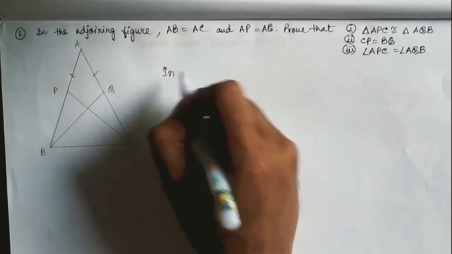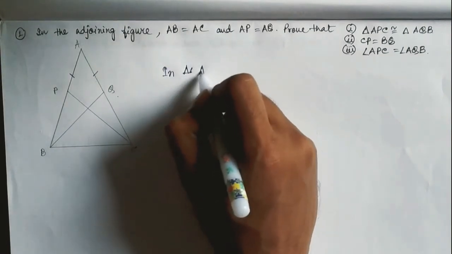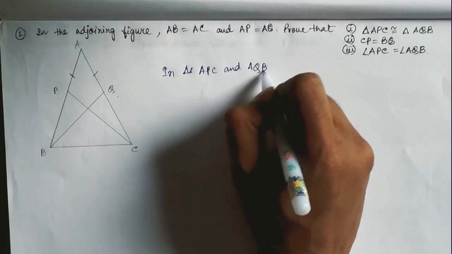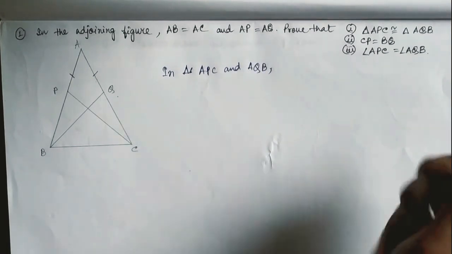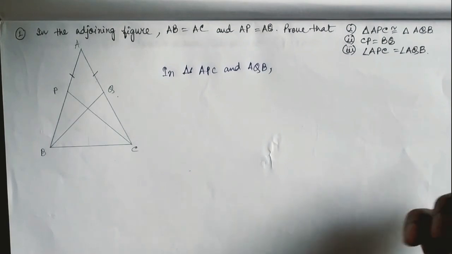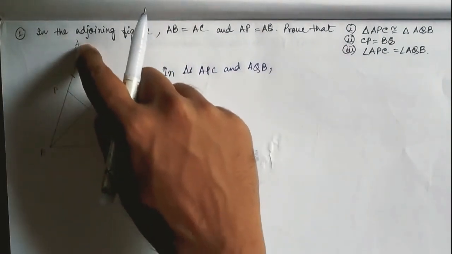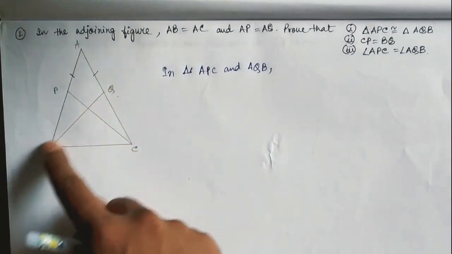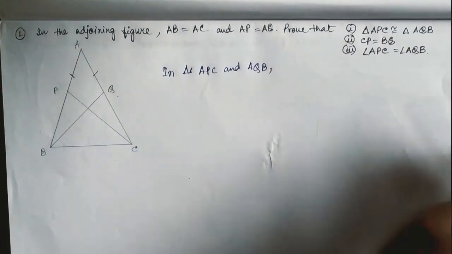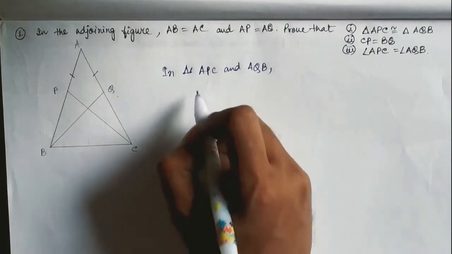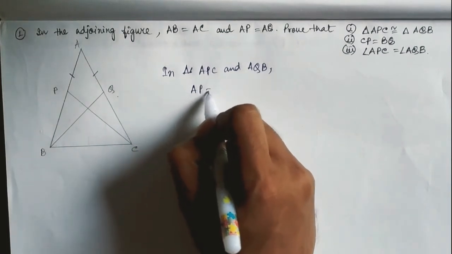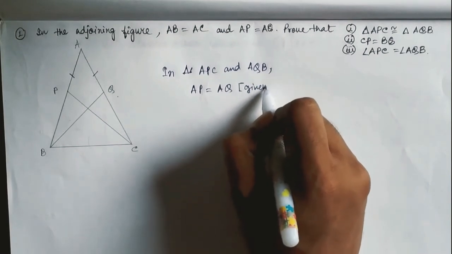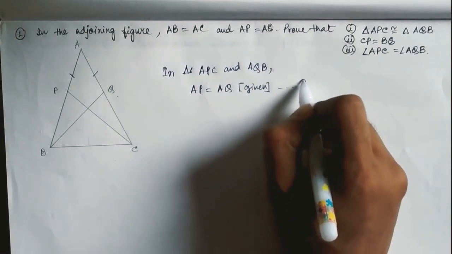First, in triangles APC and AQB, to do this congruency, all of you closely follow these two triangles. See, in triangle APC we have the side AP, and in triangle AQB we have the side AQ, both of which are equal as it is given in the question. So we will write AP equal to AQ, given. So this is our point number 1.